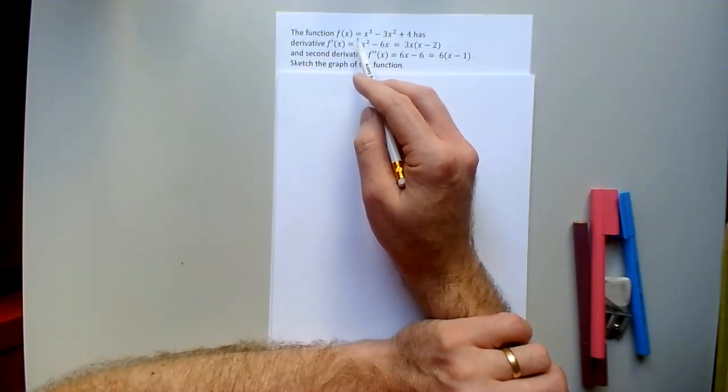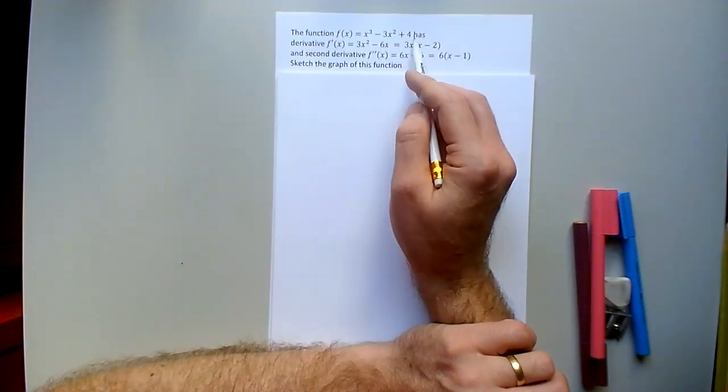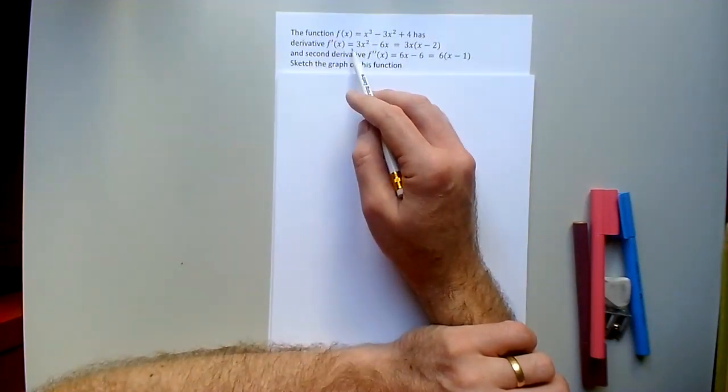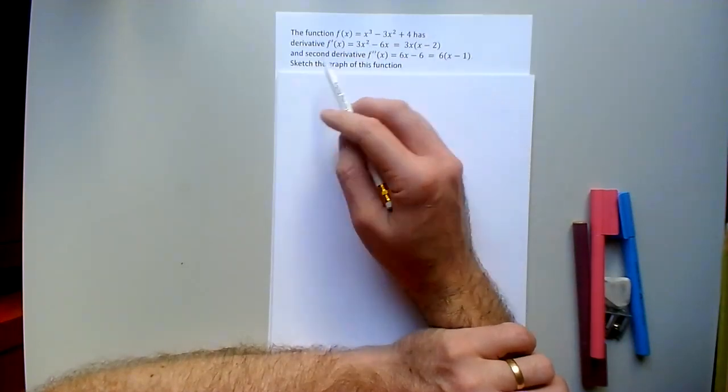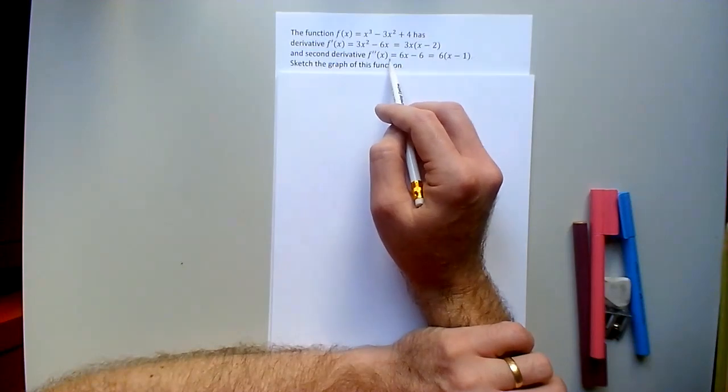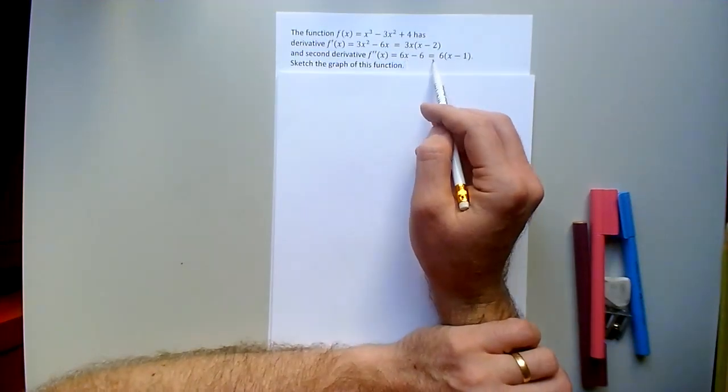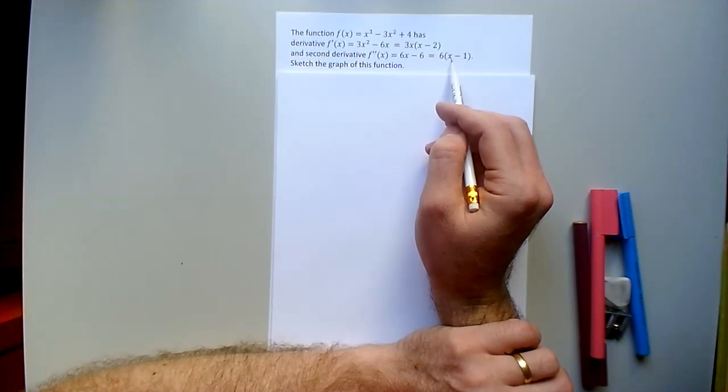The function f of x, which is equal to x cubed minus 3x squared plus 4, has derivative f dashed of x, which is equal to 3x squared minus 6x, which is equal to 3x times (x minus 2), and second derivative f double dashed of x, which is equal to 6x minus 6, which is equal to 6 times (x minus 1). Sketch the graph of this function.